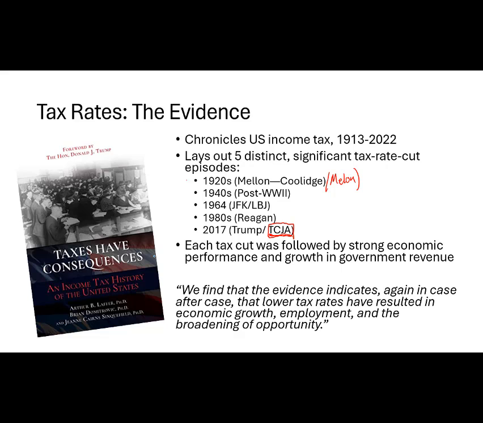So it seemed to be that every time taxes were cut significantly in U.S. history, we were probably up in that prohibitive range of the Laffer curve. And what the government did by cutting taxes was push us down here closer to that optimum point, right? And here's just a good takeaway quote from the book. They say, "We find that the evidence indicates, again, in case after case, that lower tax rates have resulted in economic growth, employment, and the broadening of opportunity," end quote.